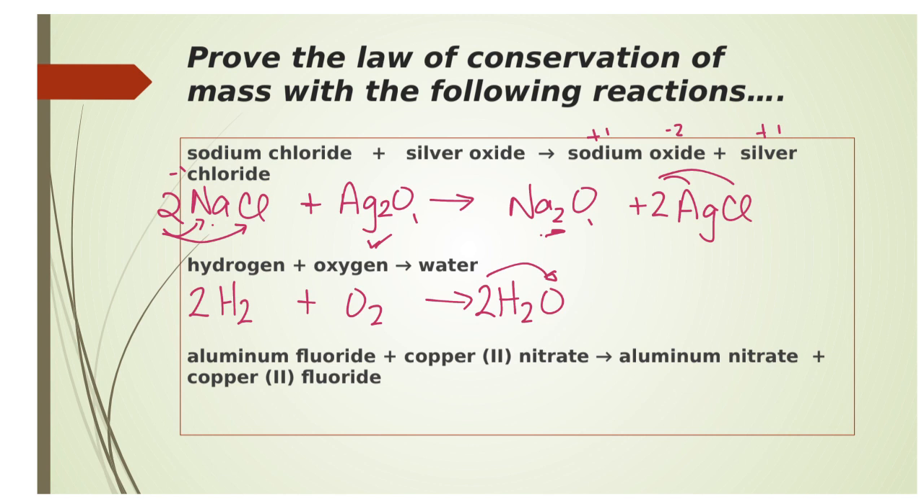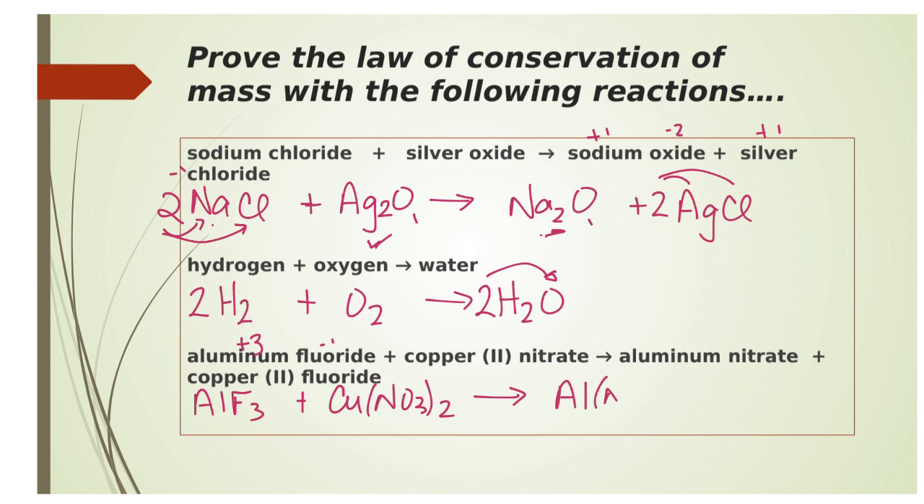When I look at the next one, I have aluminum fluoride. So aluminum fluoride is AlF3, okay, because we know aluminum has a charge of 3, fluorine has a charge of 1. I'm reacting it with copper 2 nitrate. So we're going to write Cu, nitrate is a polyatomic, and we're going to bring the 2 down from the charge on copper. I'm going to create aluminum nitrate.